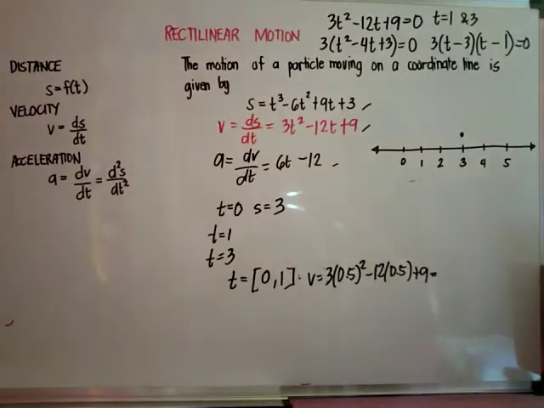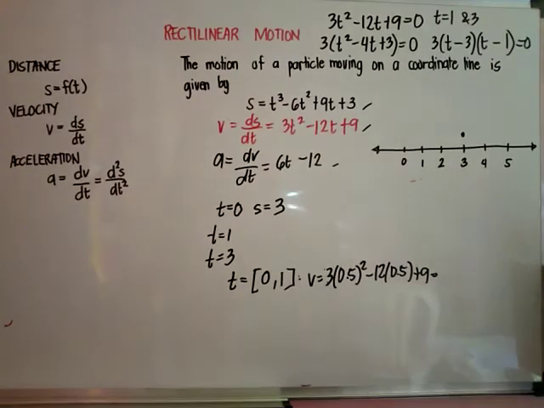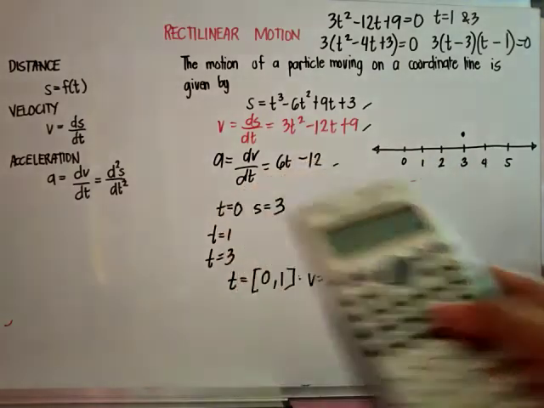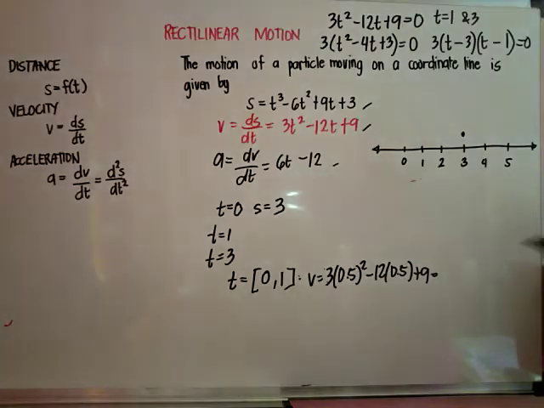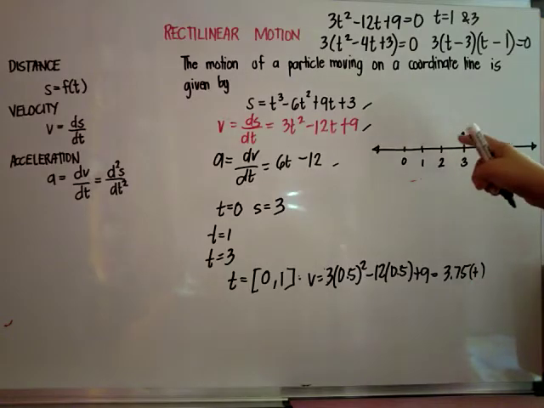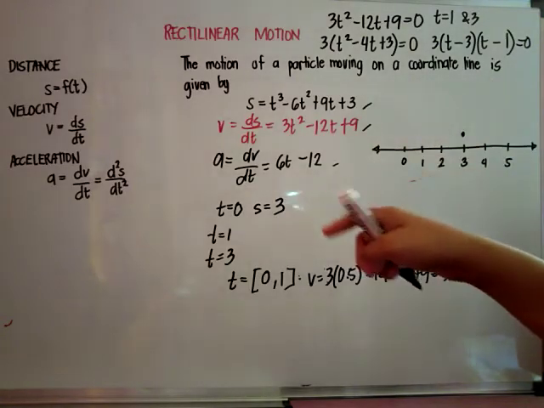we have 3(0.5) squared minus 12 times 0.5 plus 9. So, we have 3.75. So, meaning, positive siya, positive. So, therefore, yung particle natin moving to the right.